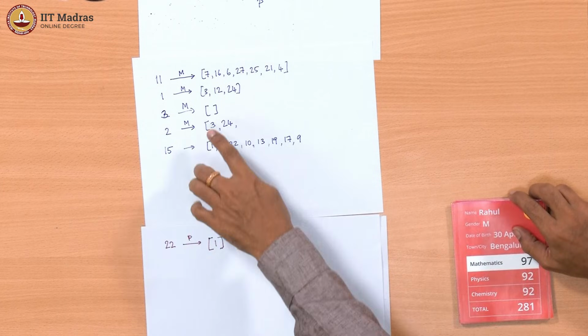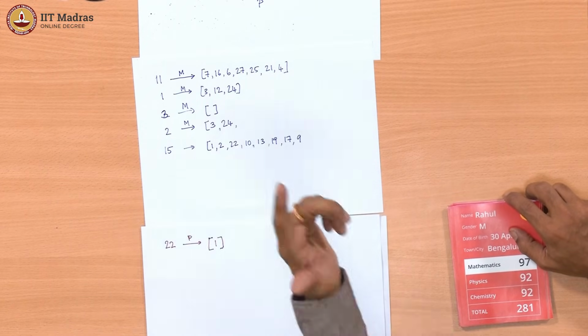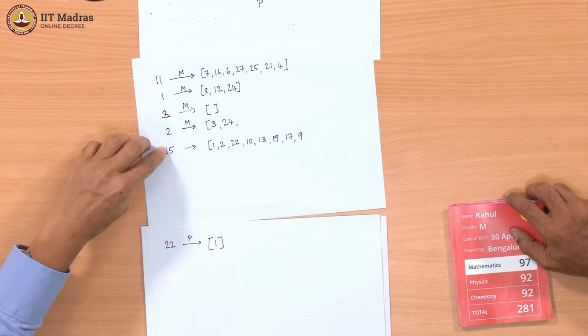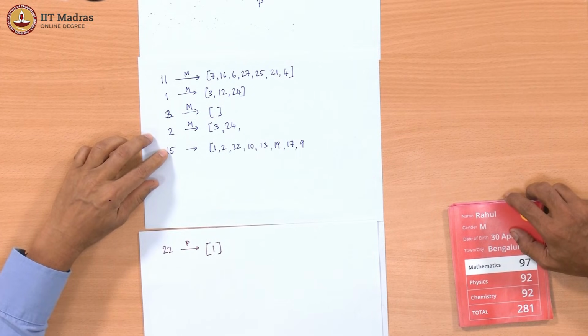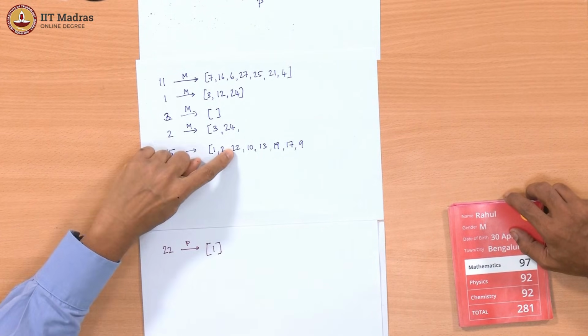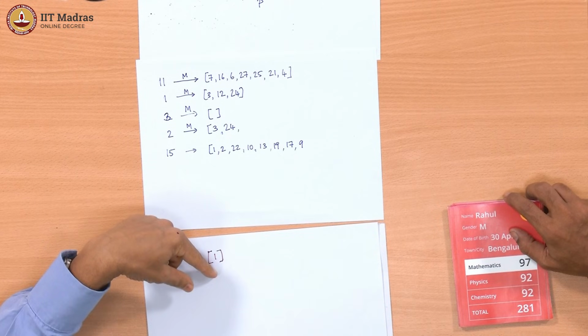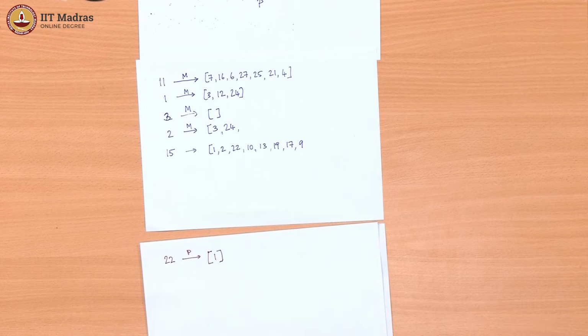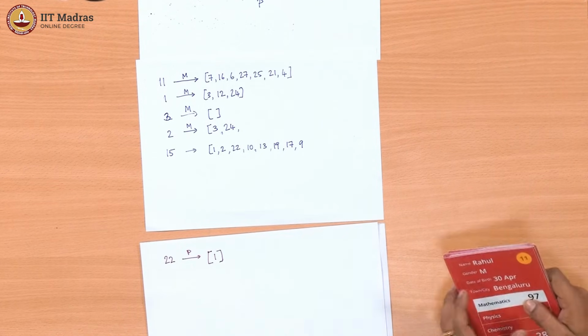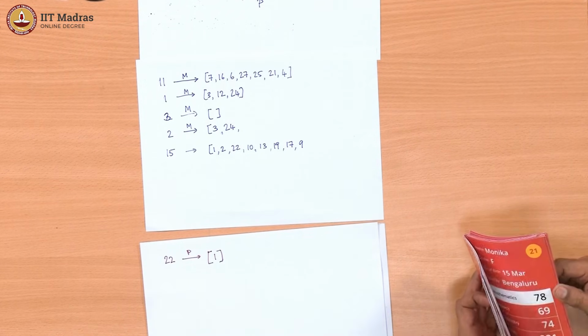Have we found one? See, 1 doesn't have 22. So 15 goes to 22, for example. 22 goes to 1. That doesn't help. Okay, let's see chemistry. Should we do chemistry? Or we can do some more physics.